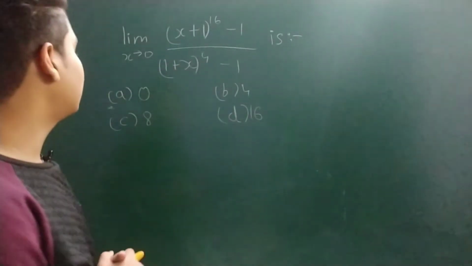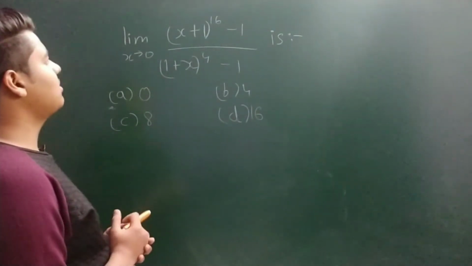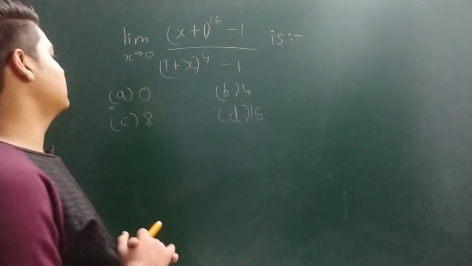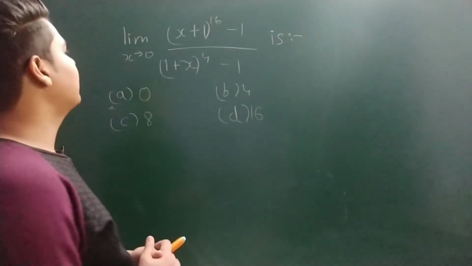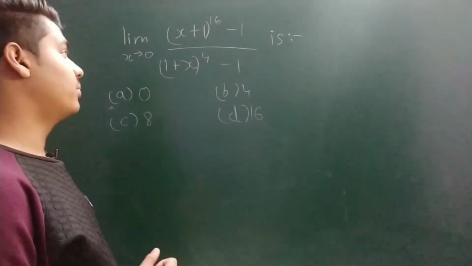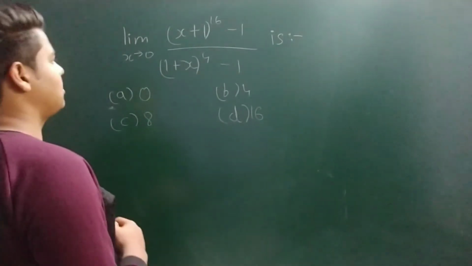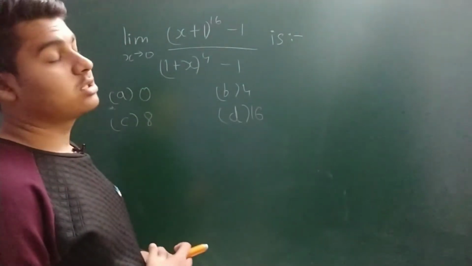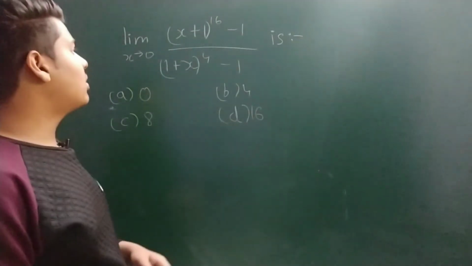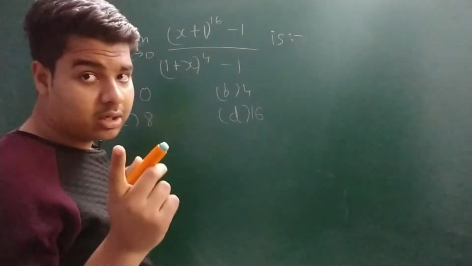Now let's take a look at the next question, that is limit x tends to 0 of ((x plus 1) to the power 16 minus 1) upon ((1 plus x) to the power 4 minus 1). Again we have to find the value of this expression when x is tending to 0. If we just put the value of x, we'll get the 0 by 0 form, that is not defined, so that will be invalid. So basically what I'll do here is break down the numerator, not the denominator.